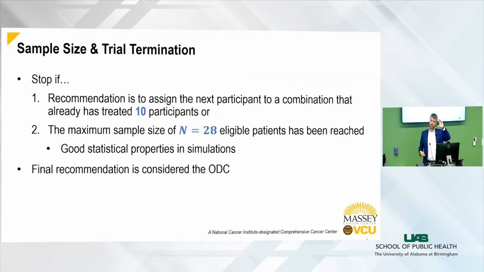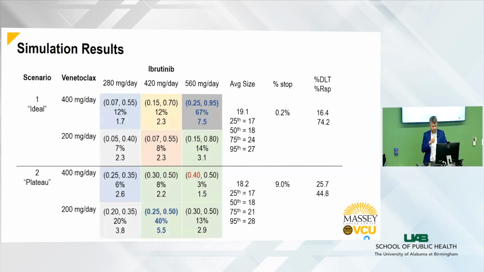So again, I could come back and give a whole talk on how we used the data from the first portion of the trial to seamlessly keep the trial going. That was an interesting part of this as well. But that's why there's a difference in the sample size. I didn't put too much information on the pause and accrual, just because I didn't think that was as interesting. But okay, so we had N equal 28 total patients. Final recommendation, either after 10 are treated at a dose or I've reached 28, is considered my optimal dose combination.